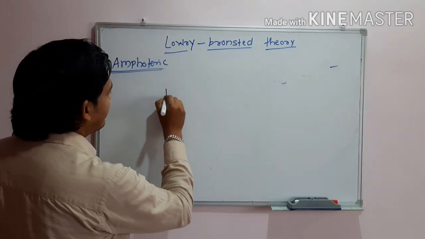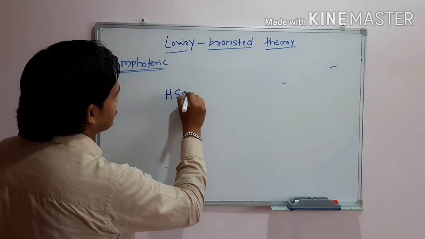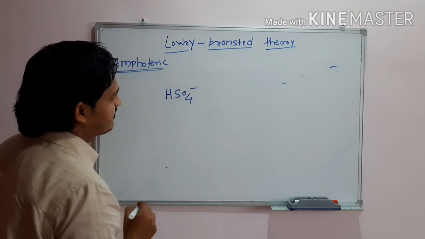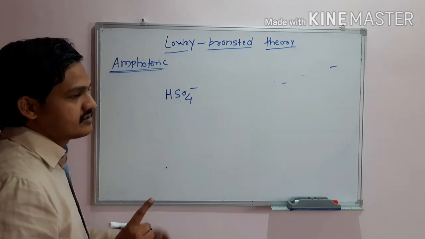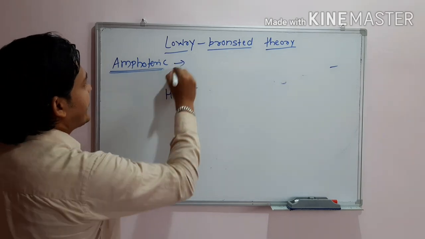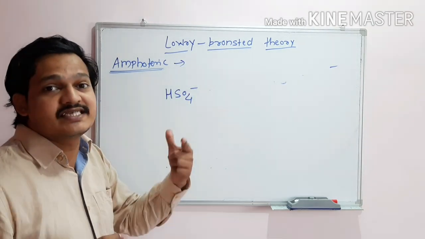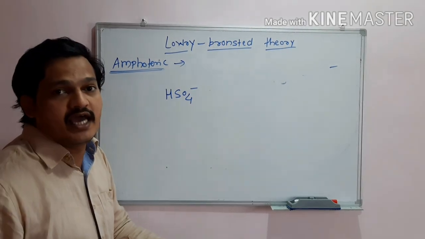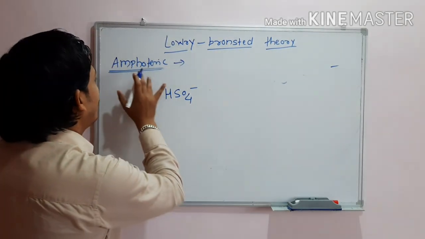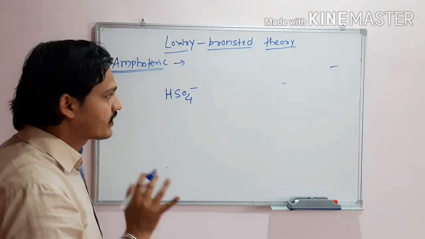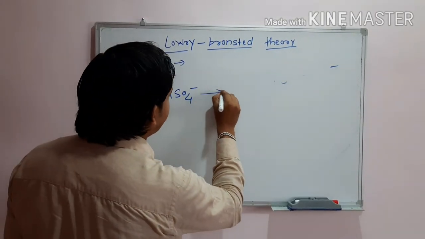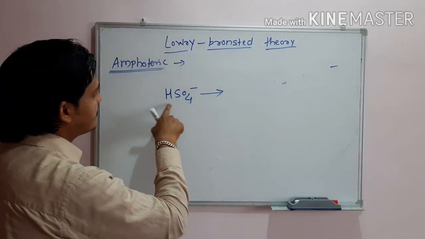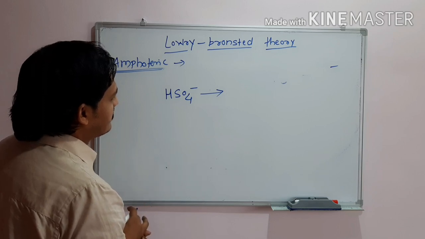So first of all I am giving HSO4-. Amphoteric means the species which act as acid as well as base. The species which act as acid as well as base are called amphoteric. Okay. So another example for amphoterics, that is HSO4-. So let us see.